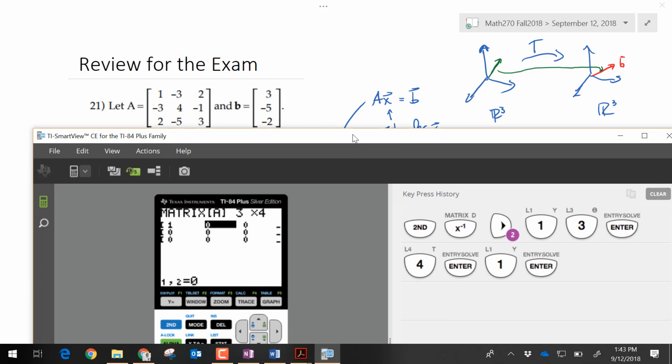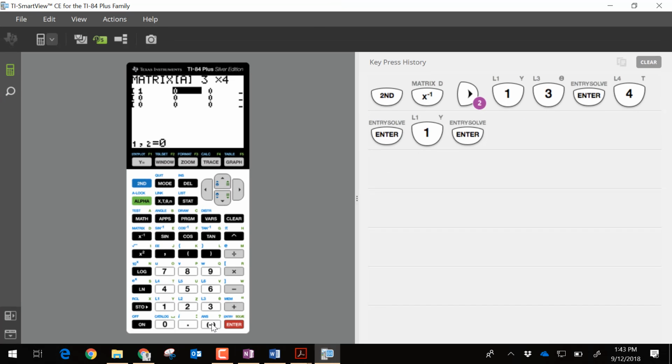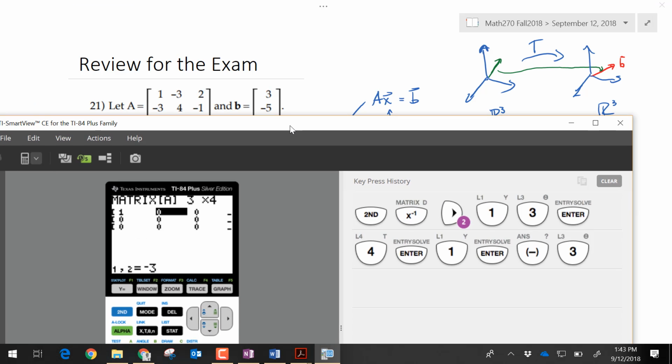1, enter. Now, negatives, remember, for your calculator, when you want to do a negative, there's a negative sign here. Don't do the minus sign, because the minus sign is a binary operator for the calculator.